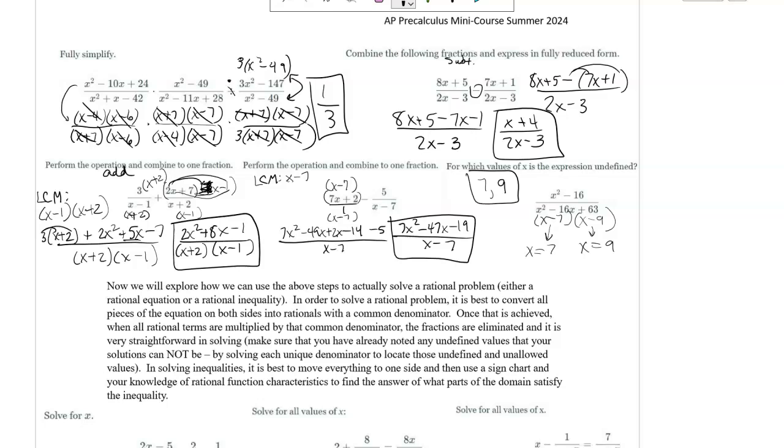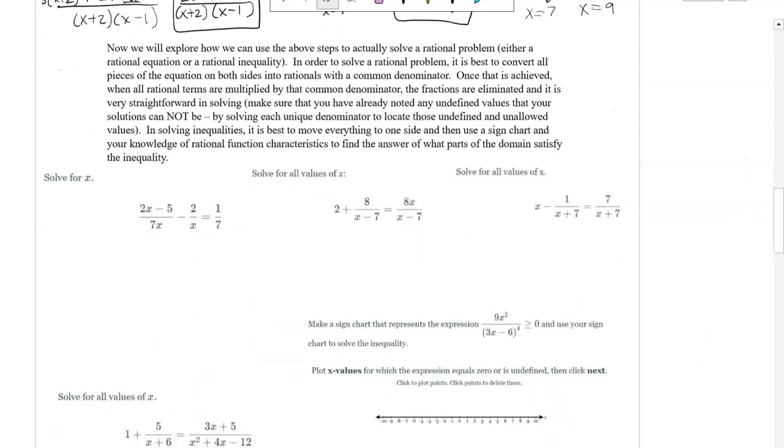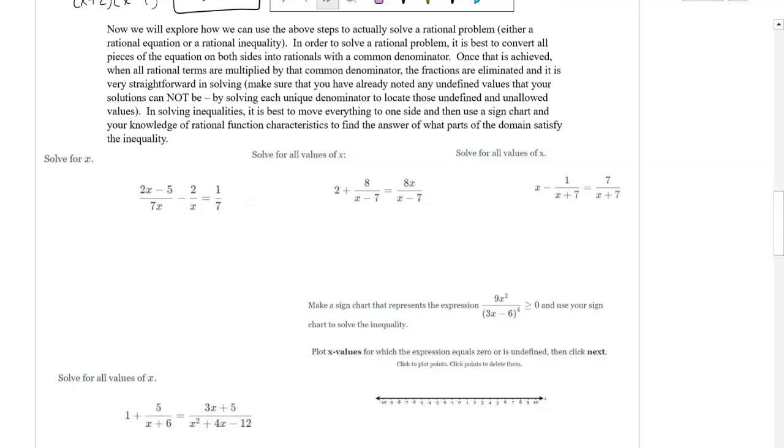That leads us into our next section, which is on solving rational equations or inequalities, where we actually have an equal sign or an inequality sign, and we're actually coming up with answers about what x equals or what it has to be less than or greater than. So in order to solve a rational problem, it is best to convert all pieces of the equation on both sides into rationals that have a common denominator. That's what we just practiced doing. Once it is achieved, all of the rational terms will need to be multiplied by that common denominator. That will eliminate the fractions, and then we will just be solving.